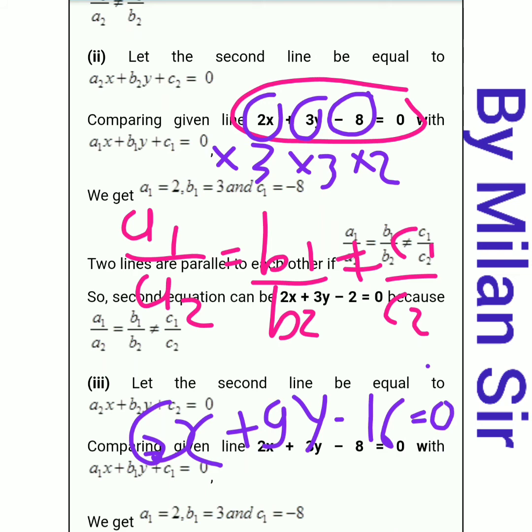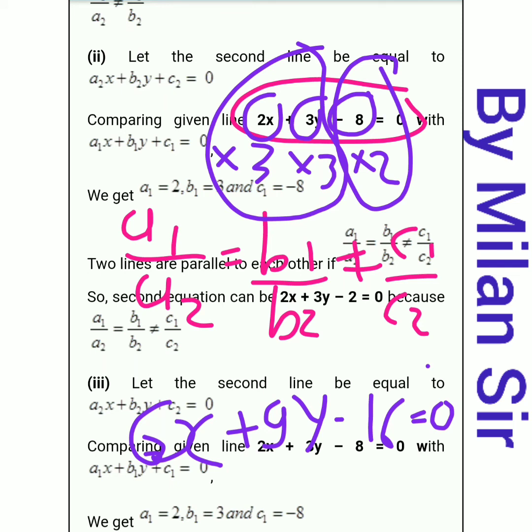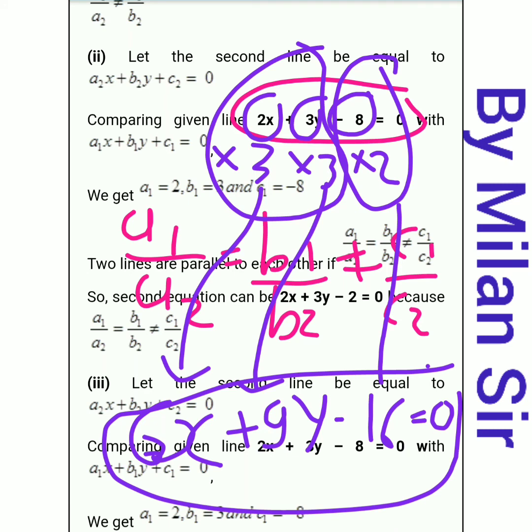So what do I do? Whenever I want the same ratio, I multiply with the same number. And whenever I do not want the same ratio, I change my number. Here I want A1 upon A2 is equal to B1 upon B2, so I multiply both with 3. But I do not want C1 upon C2 to be equal to B1 upon B2, so I take a different number here. So 3 times 2x is 6x, 3 times 3y is 9y, and minus 8 times 2 is minus 16. So my answer is 6x plus 9y minus 16 is equal to 0.